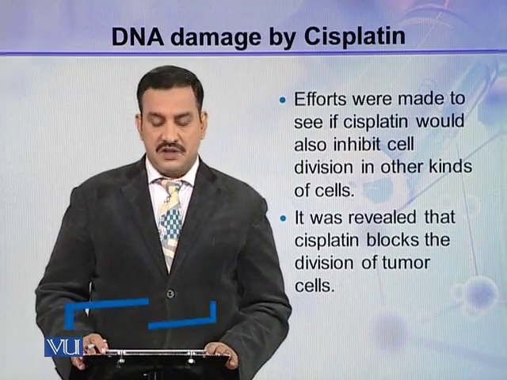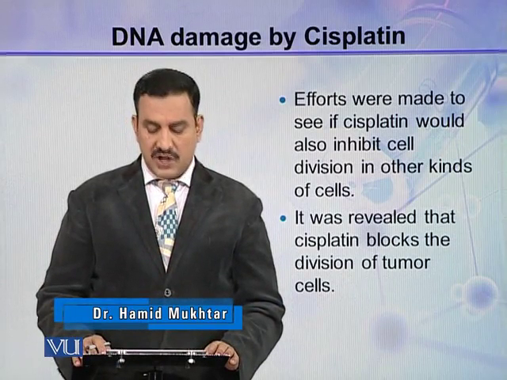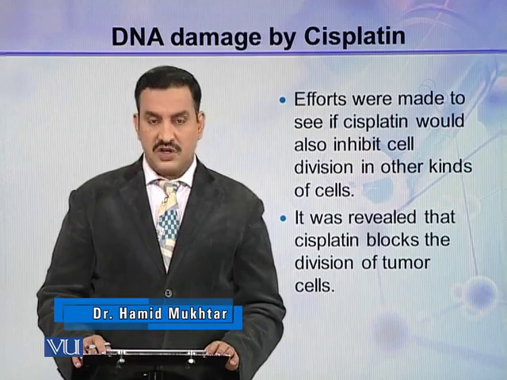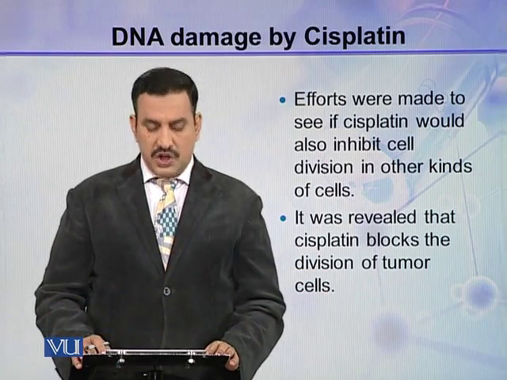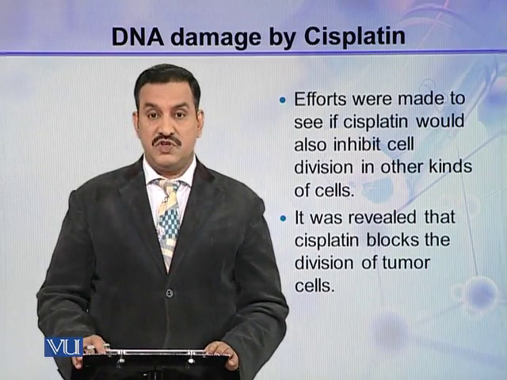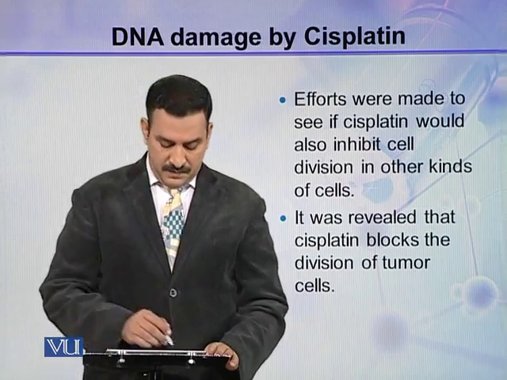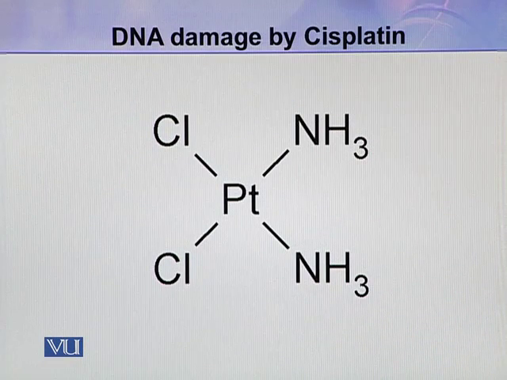Then efforts were made to see if cisplatin would also inhibit cell division in other kinds of cells, as it had inhibited in E. coli. It was revealed that cisplatin blocks the division of tumor cells. So here is the structure of cisplatin. Here you can see two chloride ligands and two ammonia groups attached to one platinum.